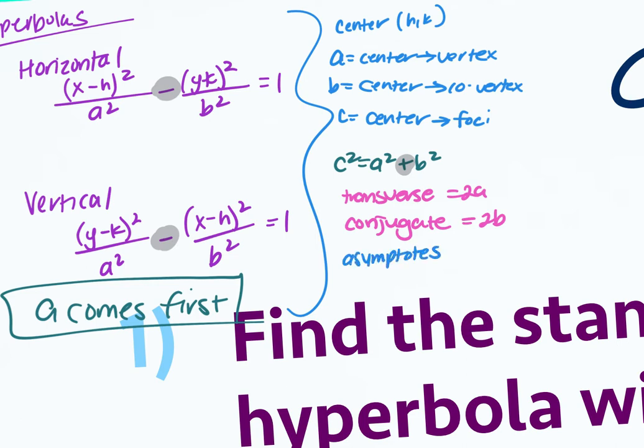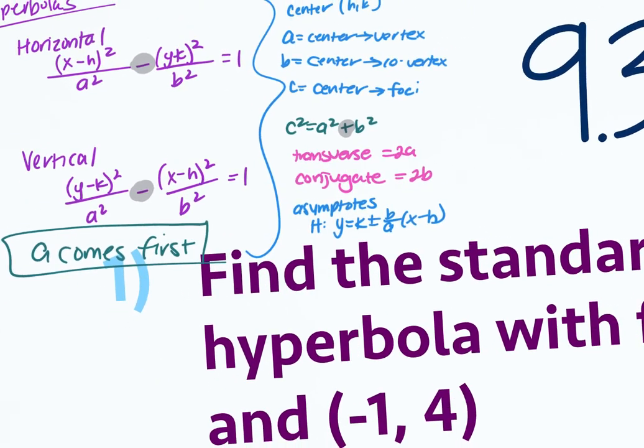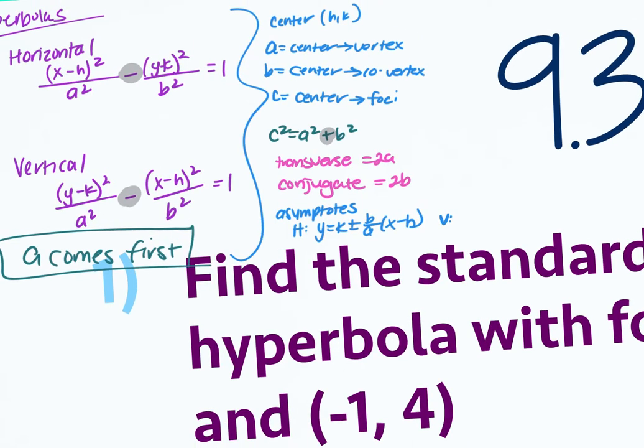If it's a horizontal hyperbola, then it's y equals k plus and minus b over a, times (x minus h). And if it's a vertical hyperbola, then it's y equals k plus and minus a over b, times (x minus h).